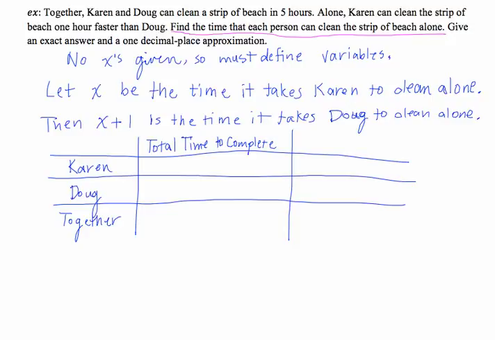Okay, so we know the total time it takes Karen to complete the job alone is x hours. The total time it takes Doug to complete the job alone is x plus 1 hours. We already defined that. And together they can clean a strip of beach in 5 hours. Okay, so that's important information. It's still not enough for us to set up an equation yet and solve, so instead of looking at total time it takes them to complete the job, let's look at what fraction of the job they can complete in 1 hour. So over here I'm going to put part of the job completed in 1 hour.